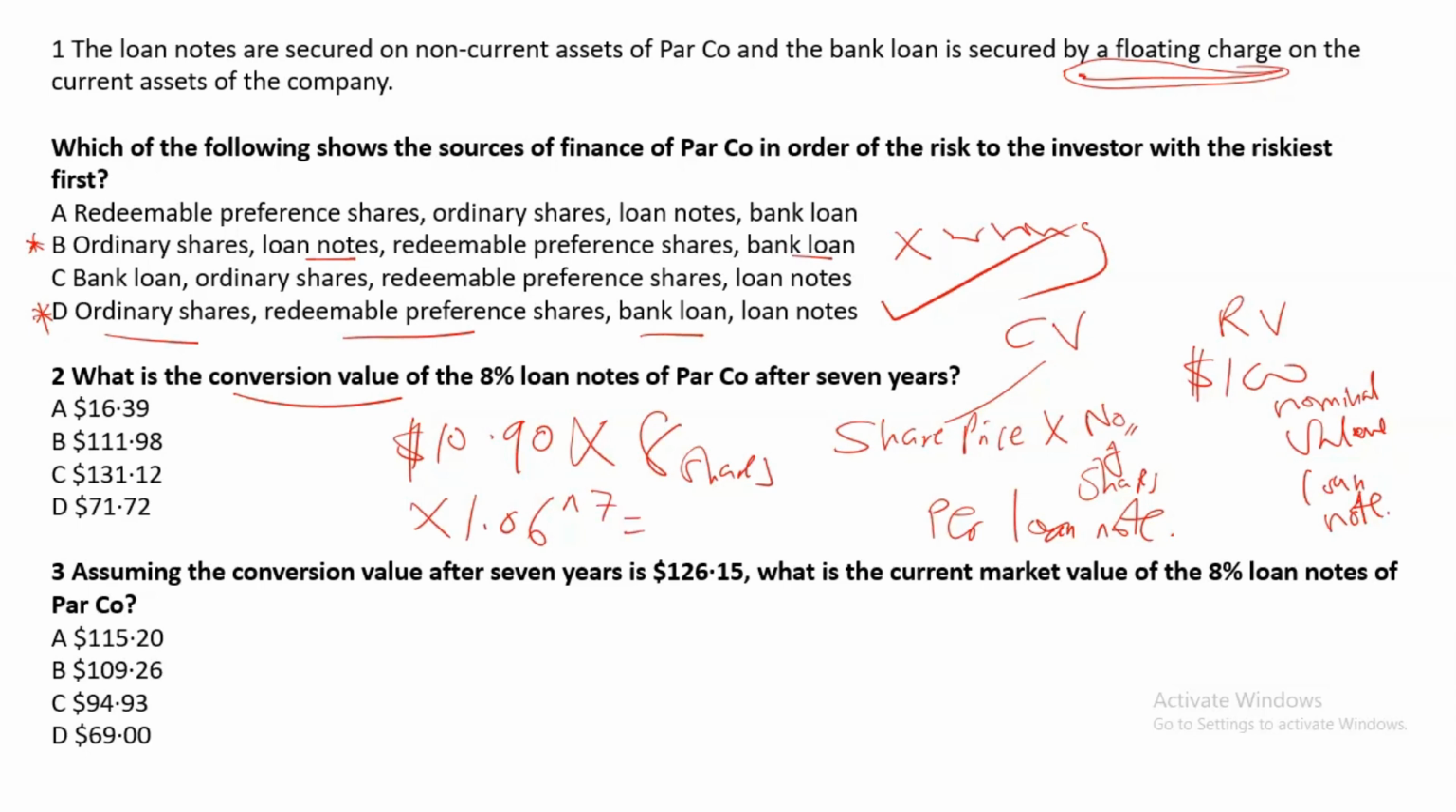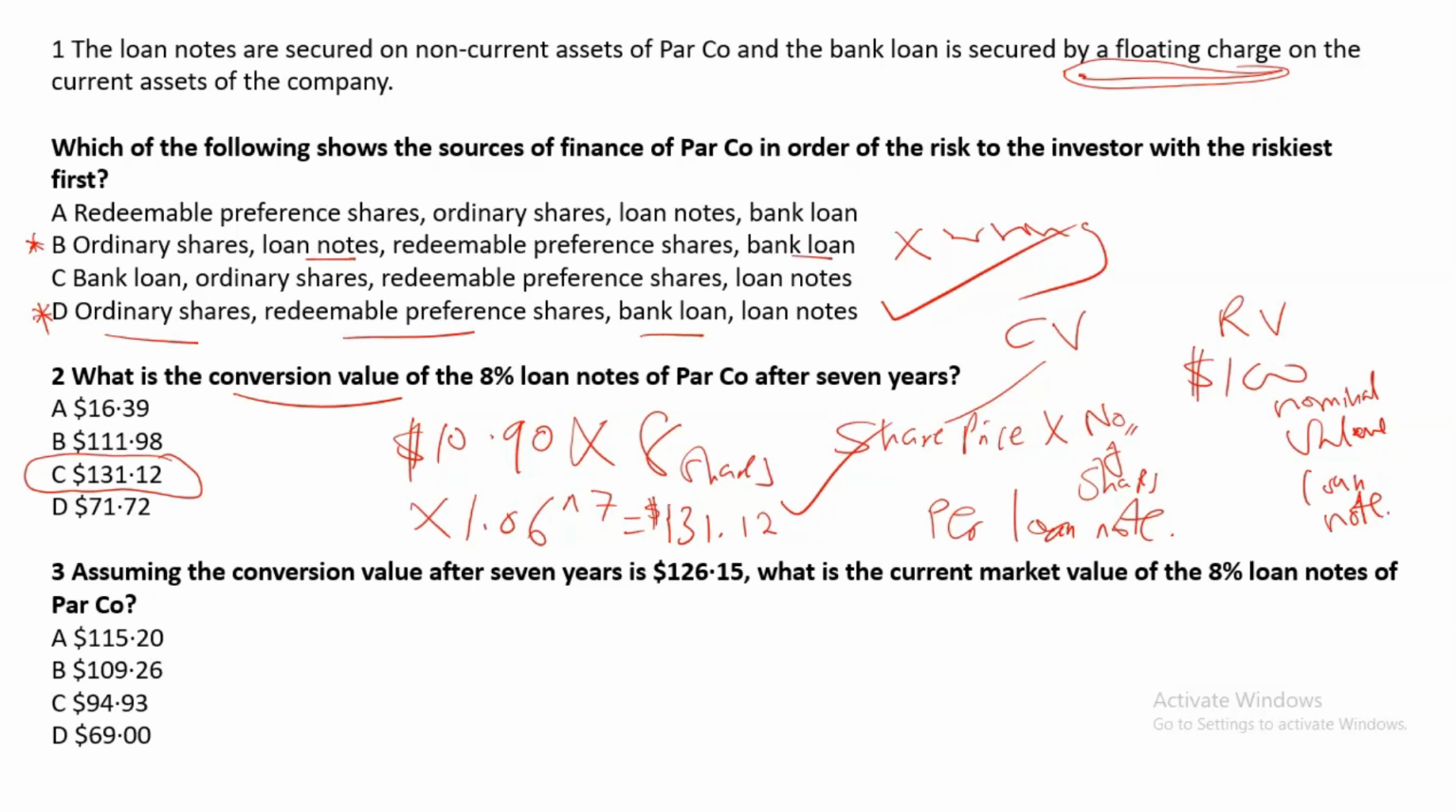So let's punch this information into our calculators. Where's my calculator? All right, I found it. So we are saying 10.9 multiplied by 8 multiplied by 1.06 to the power 7. So that's $131.12. So what is our answer? Obviously, a clever student has seen that the answer there should be C. This is our answer, ladies and gentlemen, the conversion value. So you can see that obviously the shareholders are going to vie for the conversion option because it gives them more money.